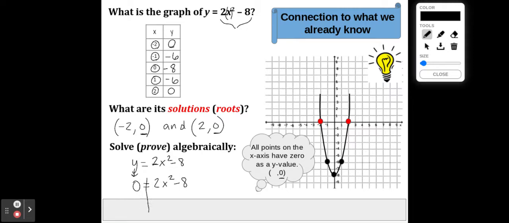So I'm just going to solve this algebraically. I'm going to solve for x. So we'll add the 8. 0 plus 8 is 8. 2x squared, so we wouldn't want to divide by 2.